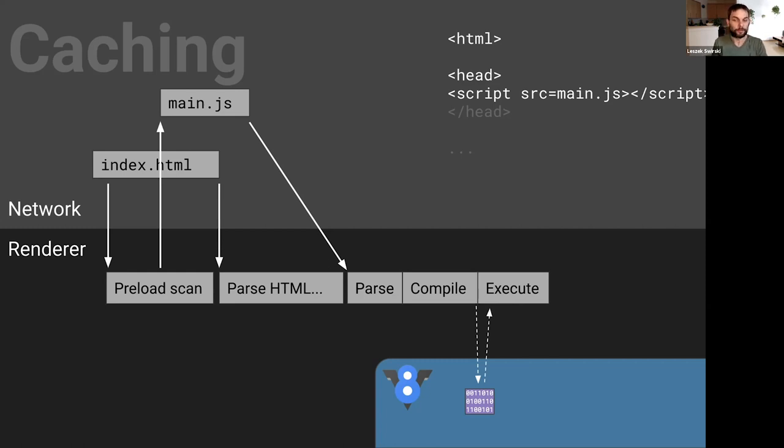In V8, we maintain effectively a hash map from source strings to these code objects. And as we compile something, we also insert it into this cache, hashed by the source, pointing at the actual memory representing that data.